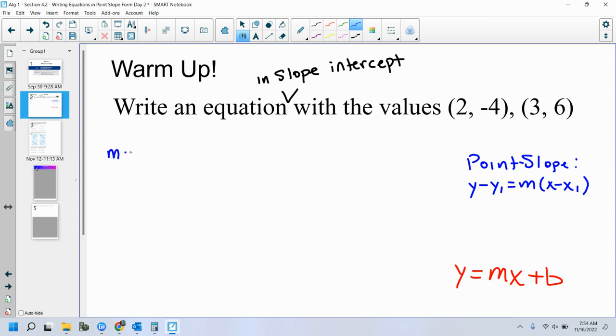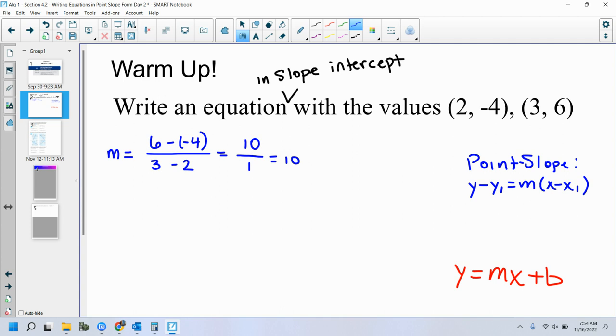The first thing I want to do is find the slope. Finding the slope is 6 minus -4 over 3 minus 2. So 6 minus -4 is 10. 3 minus 2 is 1. So my slope is just 10. How did we do on that part at least? Hopefully okay. We've been doing that since the chapter 3 test, right?